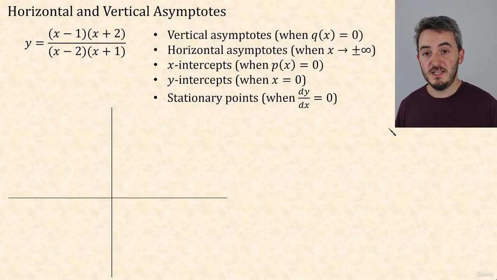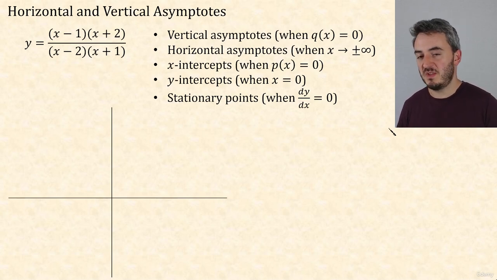In this video, we're going to continue looking at horizontal and vertical asymptotes. This is similar to the last question, really. It's just, here's a graph, sketch it. So pause the video and try this one for yourself, working through each one of these points. Don't bother about the stationary points this time.